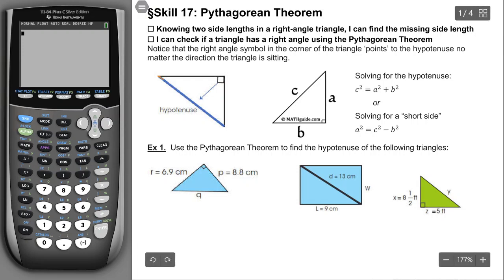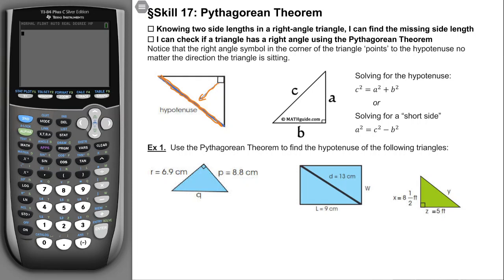So the hypotenuse is this side here in this triangle, and that is the side that is opposite the right angle. Okay, so in this triangle here, A, B, and C, which one is the hypotenuse? Well, it's going to be the one that is across from the right angle. So that is C. And in fact, we're always going to label the hypotenuse C.